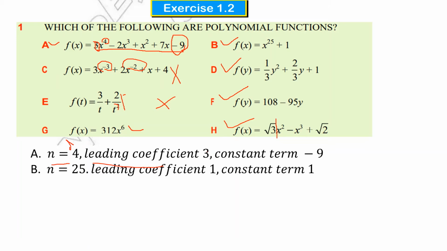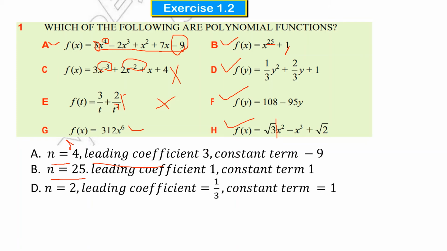B, we have said it's a polynomial function, so the degree is 25, the highest exponent of x, so n is equal to 25 is the degree, and the leading coefficient is 1. We have only one coefficient here, there are no numbers, so we can say the leading coefficient is 1, and the constant term is also 1.